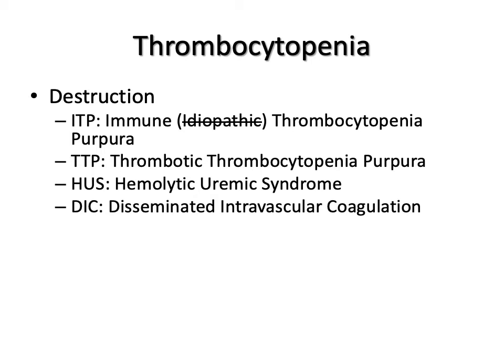Shiga toxins and Shiga-like toxins produced by each of the respective microorganisms get into the bloodstream and attach to the glomerular epithelial cells, which then release abnormal amounts of ultra-large von Willebrand factor multimers. DIC, or disseminated intravascular coagulopathy, will be studied with thrombotic disorders.